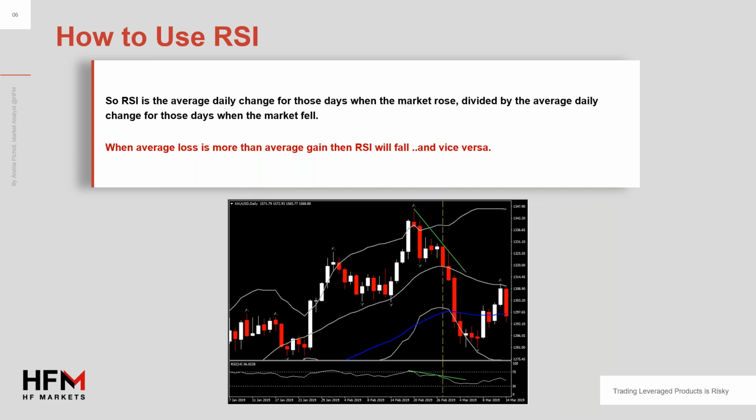As a momentum indicator, it takes into consideration, as I said, the previous 14 days or 14 hours, depending on which time frame we are. The RSI is the average daily change for those days when the market rose, divided by the average daily change for those days when the market fell. So if the average loss is more than the average gain, the RSI will fall. If the average loss is less than the average gain, then the RSI will rise.